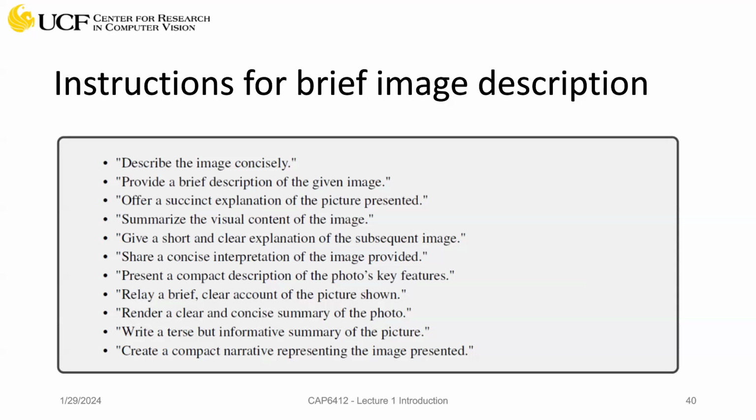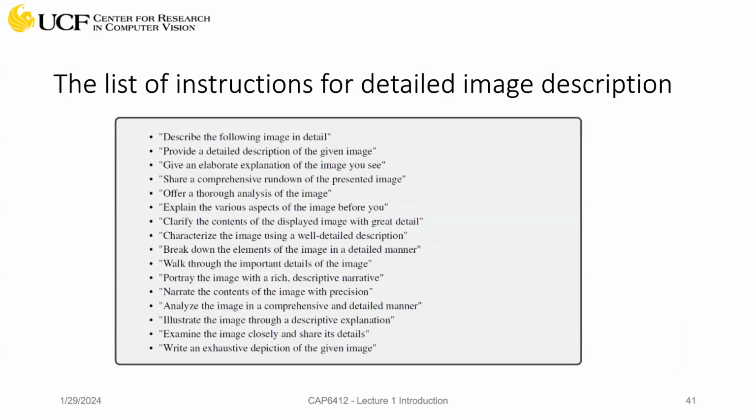generating this instruction. You can say: describe the image concisely, provide a brief description of the given image, offer a succinct explanation of the picture presented, summarize the visual content of the image, give a short and clear explanation of the subsequent image, and all those things. So these are typical instructions which they got from GPT. Okay, and these are for the detailed image description.